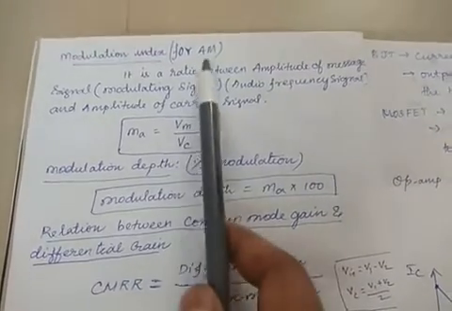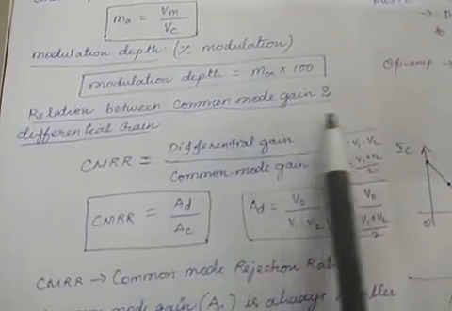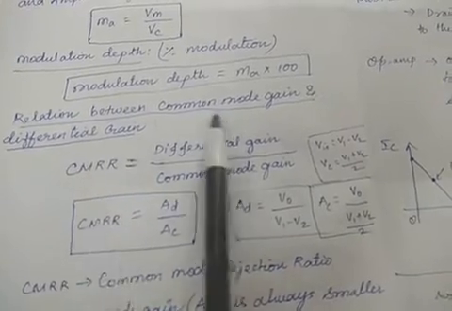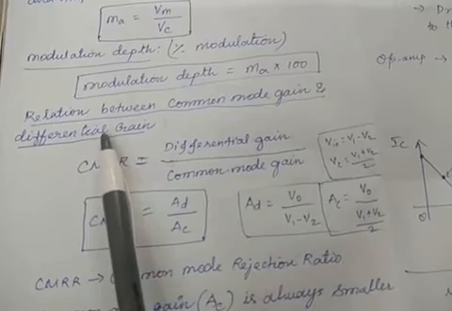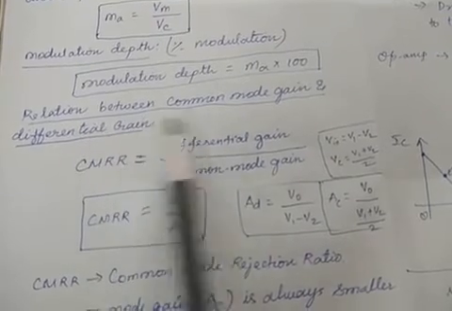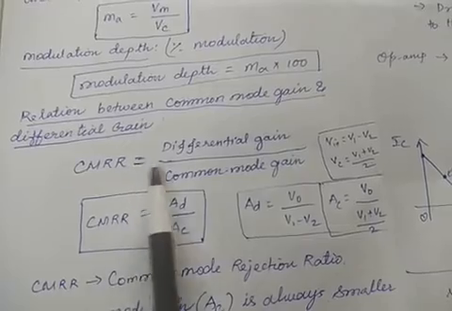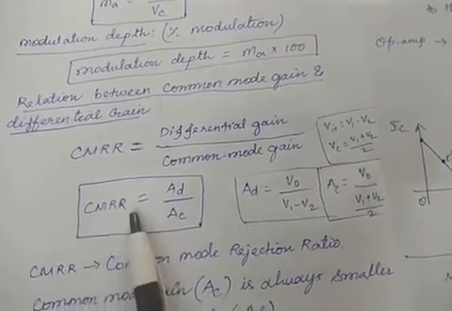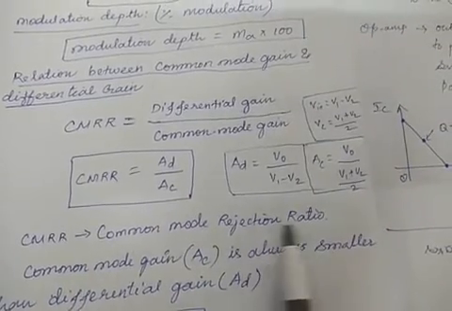So AM we discussed, for FM you discuss on your own. It is there in the material. Next one is the relation between common mode gain and differential gain. See, we know how we relate common mode gain and differential gain. What is the difference? If inputs V1, V2 are different, it means differential gain. If V1, V2 are the same, it means common mode gain. So CMRR equals differential gain by common mode gain. So CMRR equals AD by AC. CMRR means common mode rejection ratio.